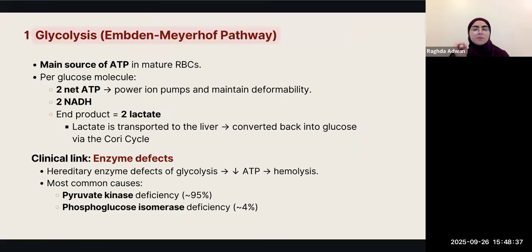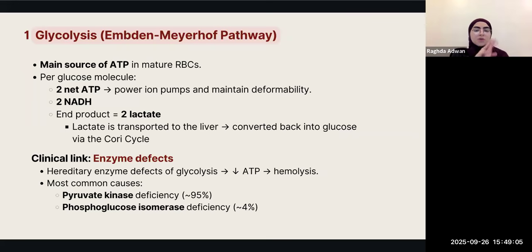So glycolysis is a pathway by which the red blood cell makes ATP. ATP is the main purpose of glycolysis. If there's a defect in the enzymes of glycolysis, you're not going to be able to make ATP. If you don't have ATP, the ion pumps that we mentioned earlier are going to become defective. You're going to have an imbalance of ions, sodium and calcium and potassium. If there's too much sodium and calcium inside because of lack of ATP, water is going to go inside the cell.